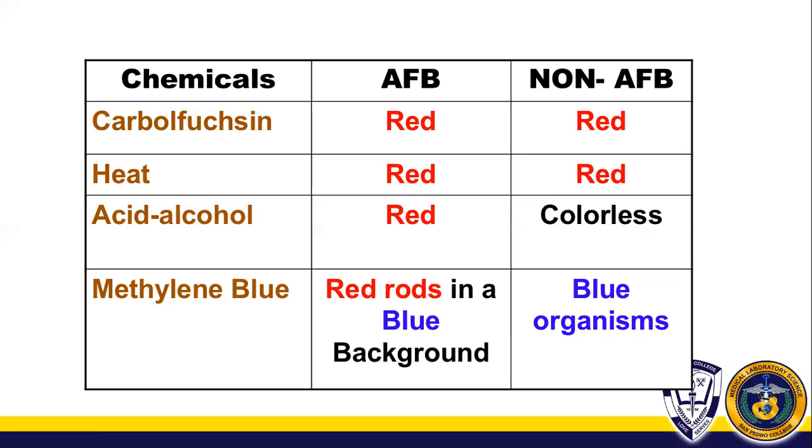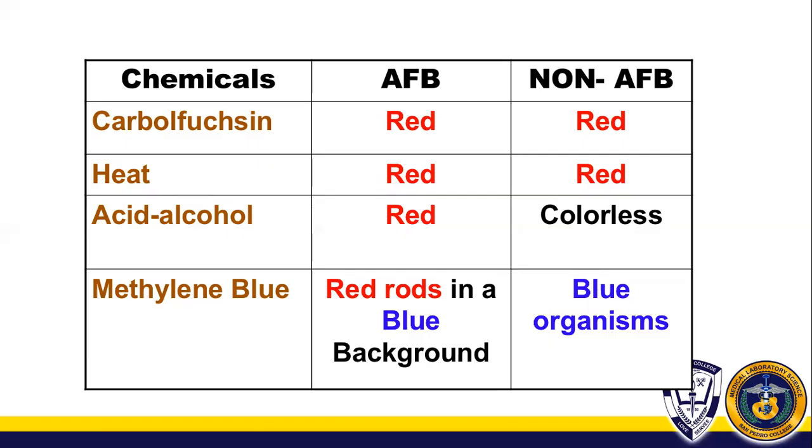Okay, so the decolorizer will remove carbolfuchsin from cell walls without mycolic acid. Okay, with those cell walls with mycolic acid, they will retain the color of the primary stain, red. Non-acid fast, since they don't have mycolic acid, will be rendered colorless during decolorization.